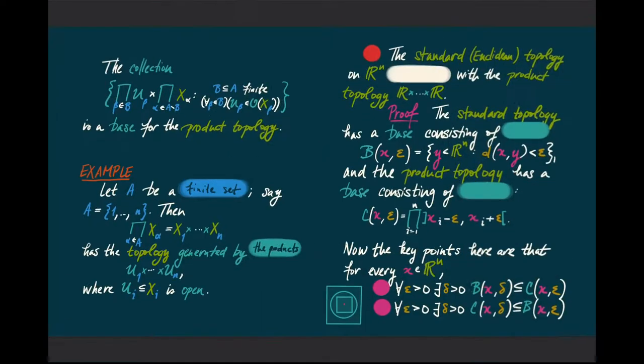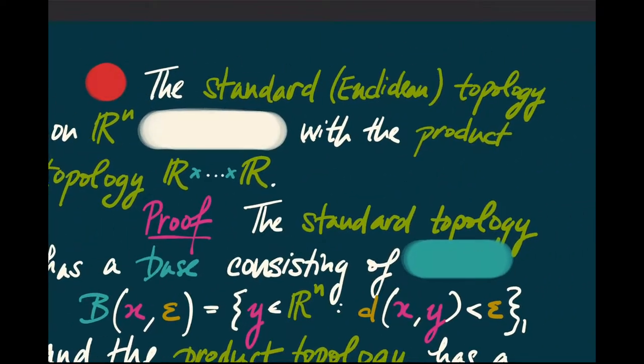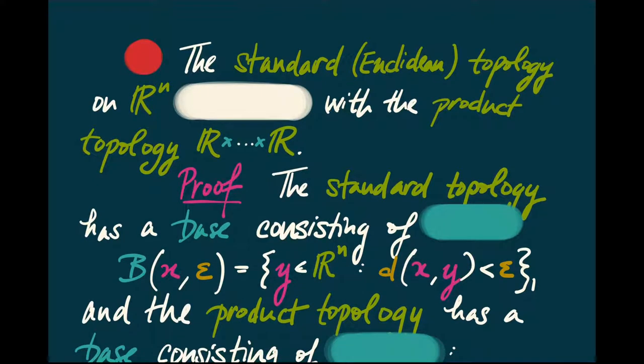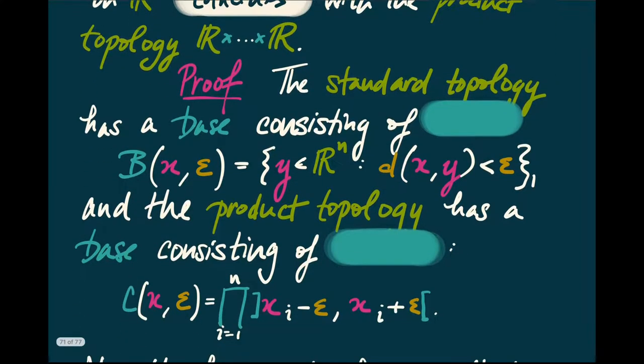So in particular, when we look at the standard Euclidean topology on R^n, that turns out to coincide with the product topology, where you regard R^n as R cross R cross R cross R cross R. How do we prove that? Well, we're going to prove it by comparing bases on each side. On the one hand, if you think of the standard topology, it has a base consisting of the balls. These are the balls of radius epsilon centered at x. The product topology, on the other hand, has a base consisting of cubes.